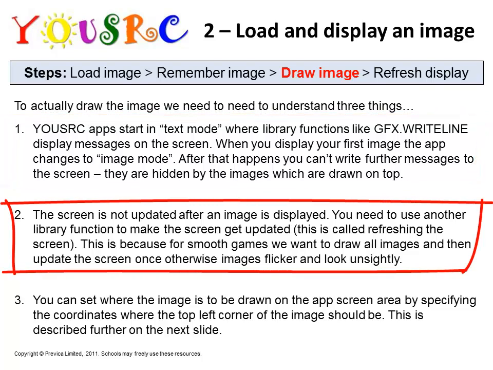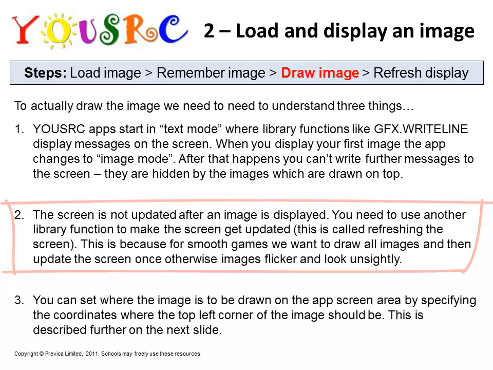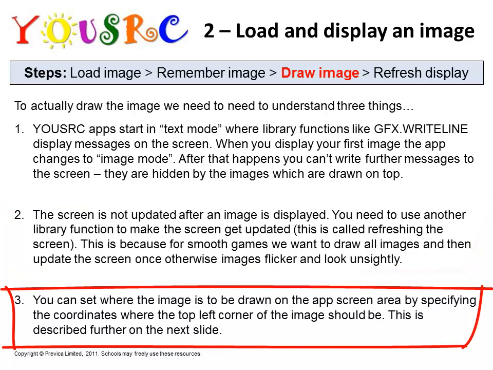Images are not automatically shown on screen as soon as you position them. This is because games would be very flickery if the screen updated after each image draw. Instead, to get smooth games, you position all your images and then refresh the screen. To position images, we need to have a quick look at the screen coordinates used in YOUSRC apps. This is shown on the next slide.